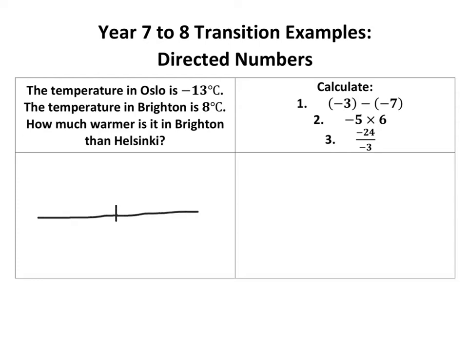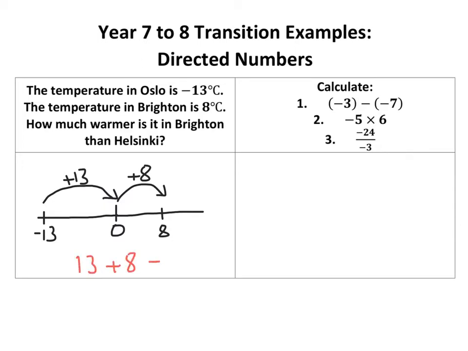So if you're not very confident with this, there's 0, starting at negative 13. So negative 13, to get to 0, I need to add 13, don't I? And to get from 0 to 8, I need to add 8. And so therefore, the calculation I'm actually going to do is 13 plus 8, which is 21 Celsius.